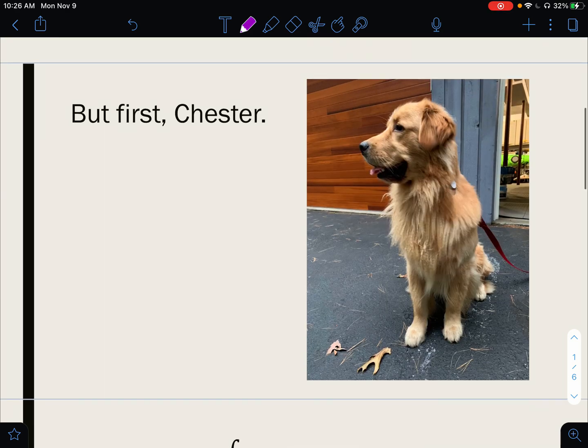So first, to make sure you're awake, here's Chester. This is Chester waiting for his bus, which is what we call the minivan that his babysitter Sue pulls up in every day that he goes to see her to pick him up. So he's waiting very excitedly.